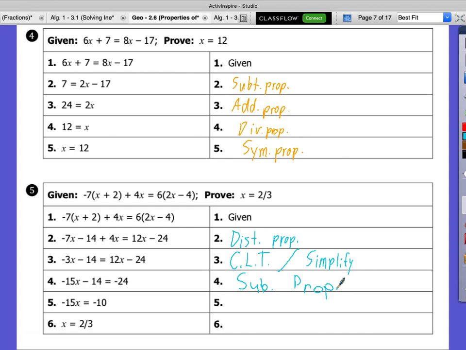And then the next one would be addition because you're adding 14 to negative 24. So I get negative 15x equals negative 10. And then the last one would be division because you're taking 15 and dividing from both sides. Good job, Kevin.